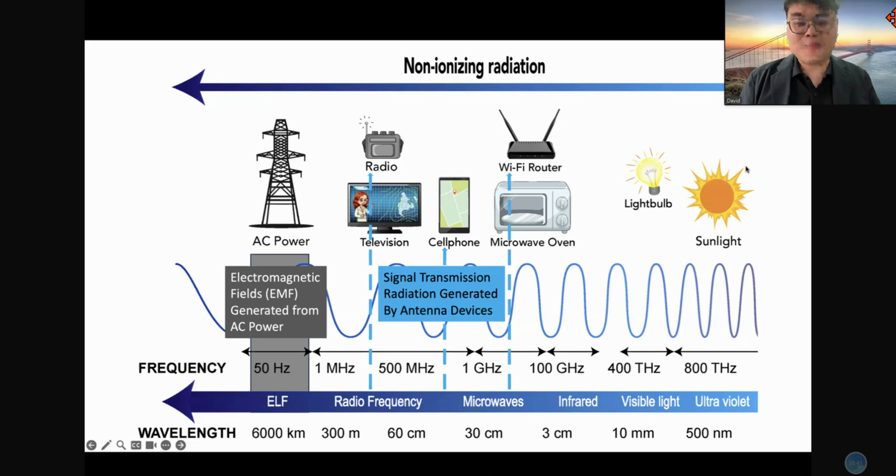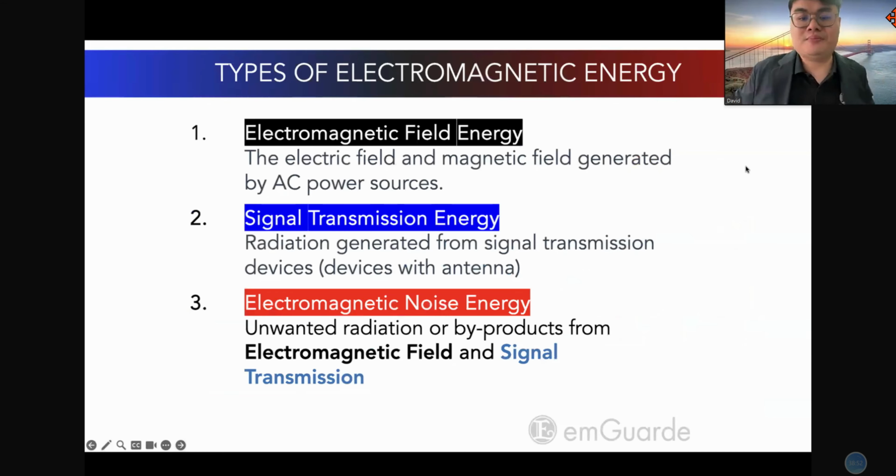Okay, so emGuarde is not built to address this as well, because we are not affecting any telecommunication signals. Now, what emGuarde actually suppresses is the byproduct of the first 2 energies, coming from the power line and the signal transmission. Let me put you in a clearer picture. Okay, now from the first 2 energies, which is coming from the AC power and the signal transmission, these 2 energies, at the same time, are able to produce a byproduct.